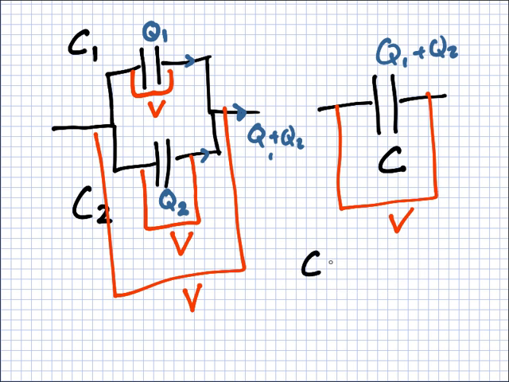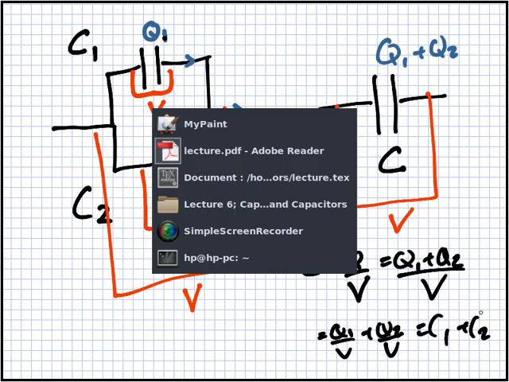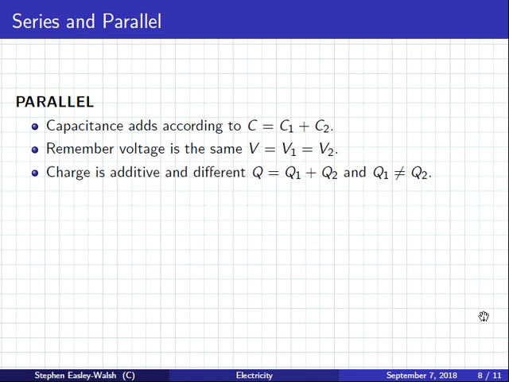So you know that C equals Q over V. That's equal to Q1 plus Q2 over V, which is Q1 over V plus Q2 over V. What's Q1 over V? That's C1. And Q2 over V? C2. So in other words, you don't need to write this proof down, our first formula is that C equals C1 plus C2 if they're in parallel. And remember that the voltage is the same and the charges add.